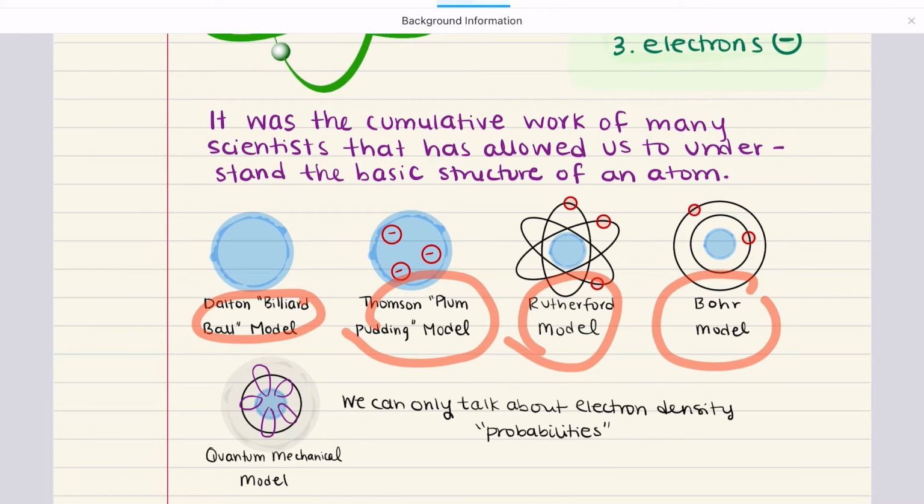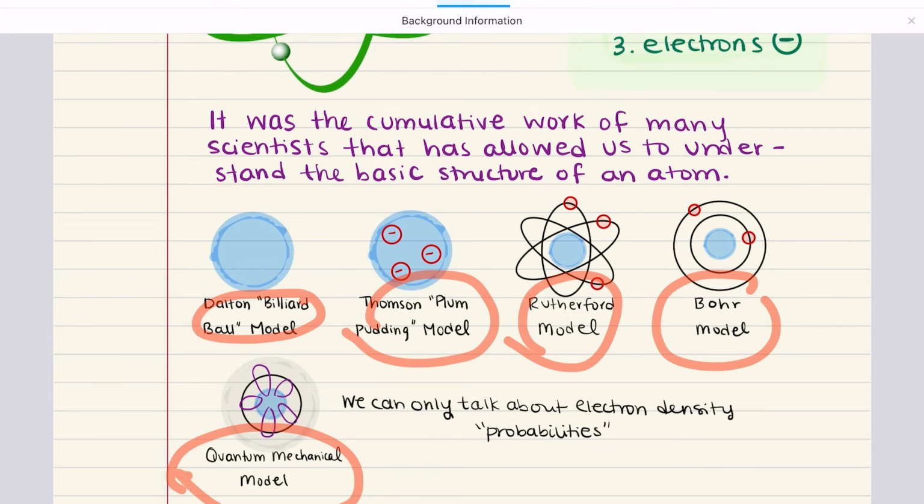There is more to that truly, because we actually can't pinpoint where the electrons are. We can only talk about electron density probability, and this is where the quantum mechanical model comes into place. We can't say that we know where electrons are. We can talk about where the electron is most likely to be found, and this is actually a question that we talk about a lot in chapter 1 of this playlist.